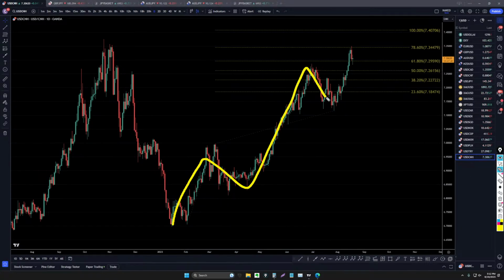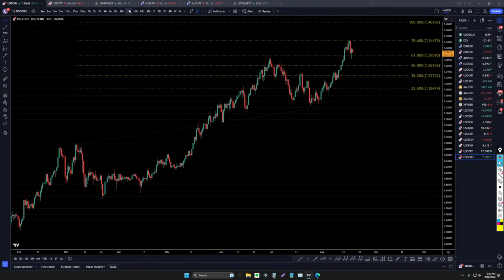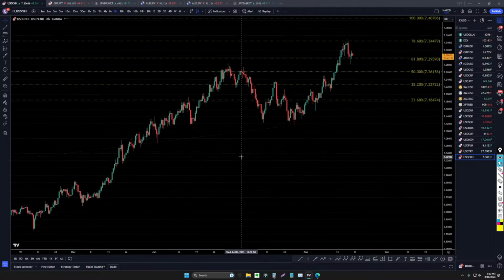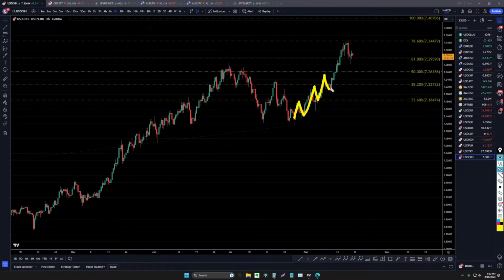1, 2, 3, 4, 5 though. And I bet if we step down a little bit further, probably not all the way to the 4 hour, but like the 12 or 8 hour, look at that. High, low, high, low, high, low, high, low, high, low. Break of structure. Fibonacci level. End of a wave 5.